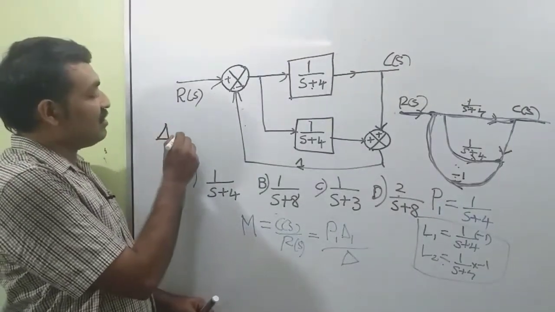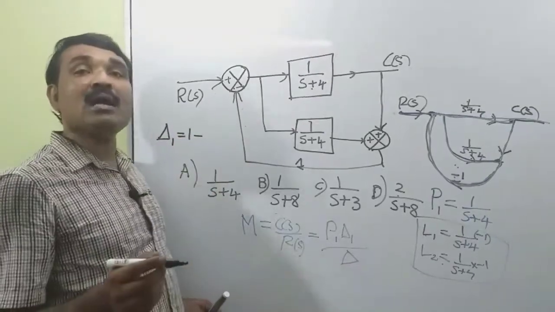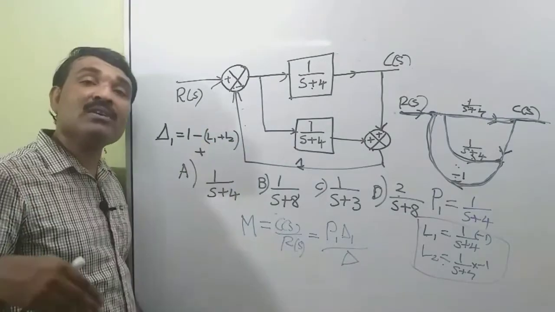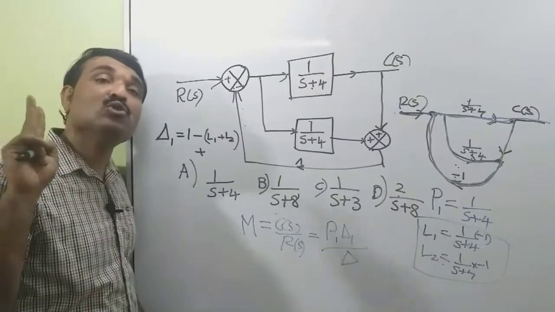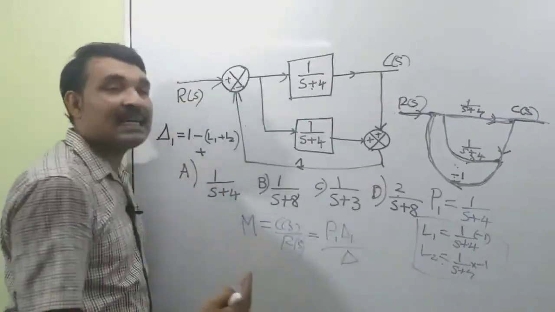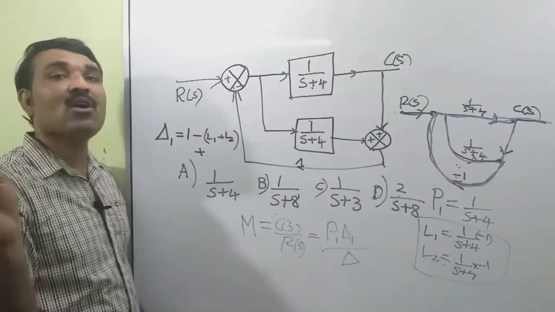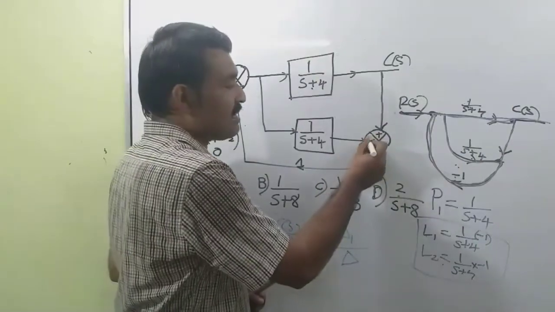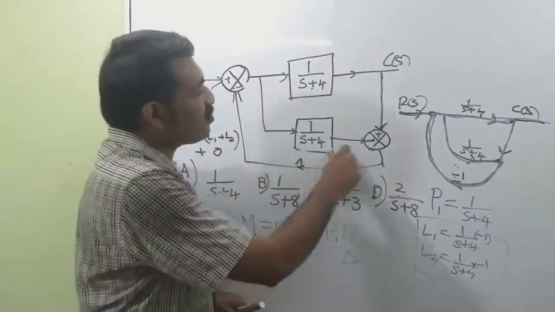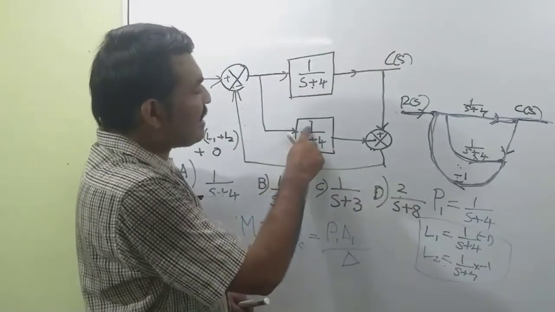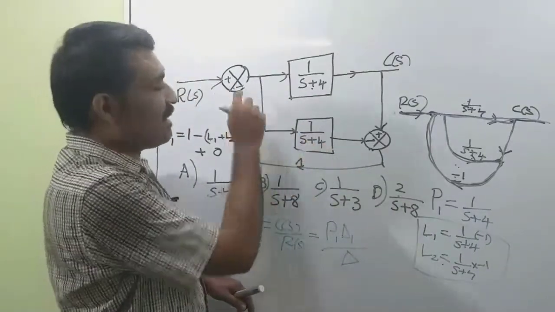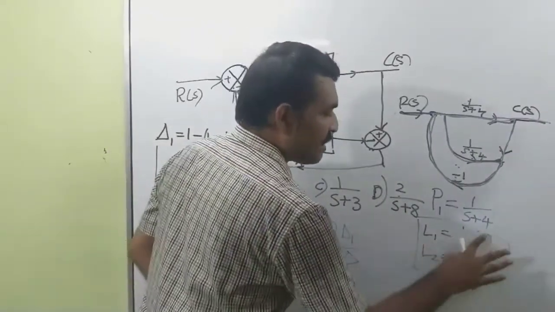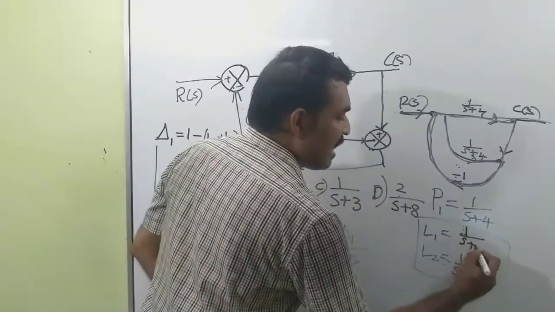Del 1 is equal to 1 minus the sum of all individual loop gains, that is L1 plus L2, plus the sum of gain products of all possible combinations of two non-touching loops. But L1 and L2 are touching loops. There is a node in common. So we don't have any two non-touching loops, so this is plus 0. The loop gain of this loop is equal to minus 1 by S plus 4 into minus 1. So this becomes plus 1 by S plus 4. So we can replace this by 1 by S plus 4.